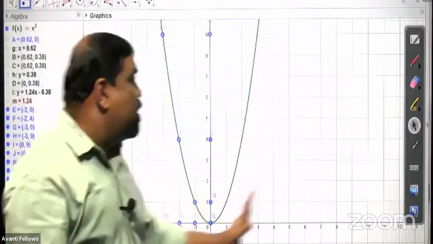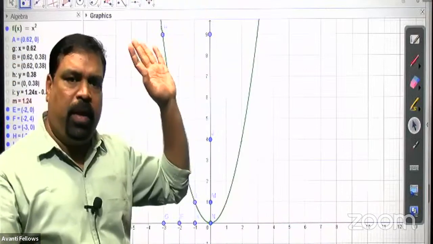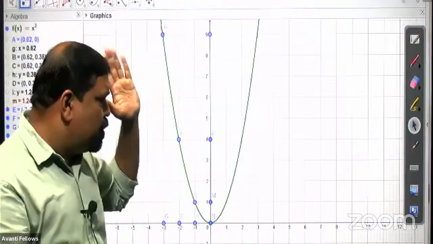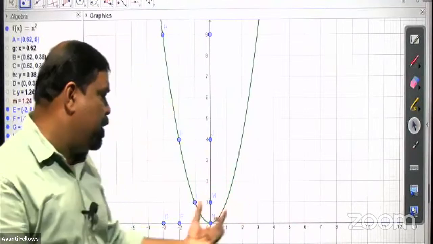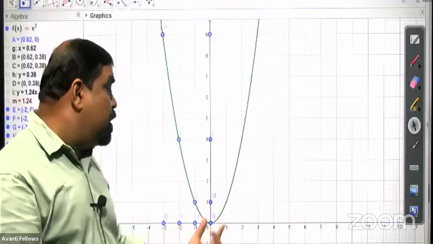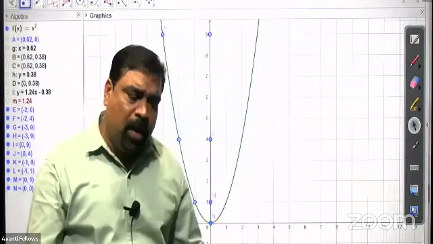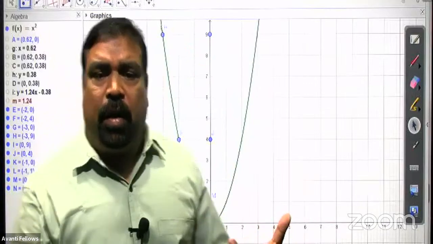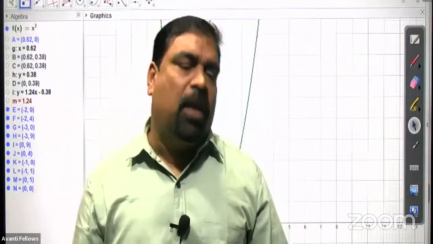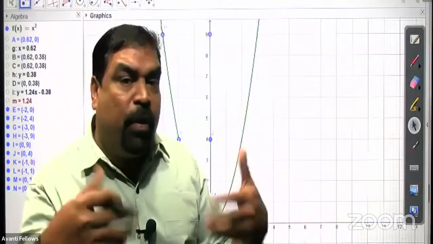Now, for x greater than 0, very clearly it is strictly increasing. So, from the graph, we can identify that from minus infinity to 0 it is strictly decreasing, and from 0 to infinity it is strictly increasing. But again, we cannot draw the graph of all functions, and we cannot identify the nature by drawing the graph or knowing the graph.